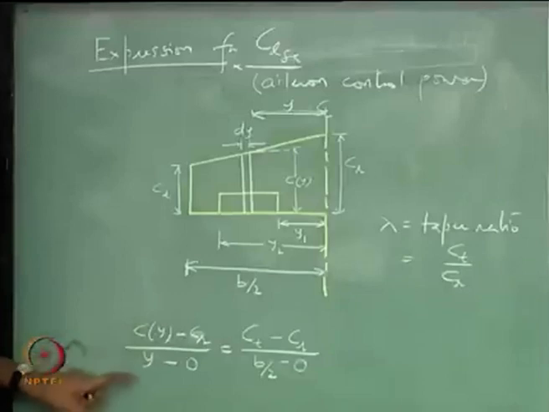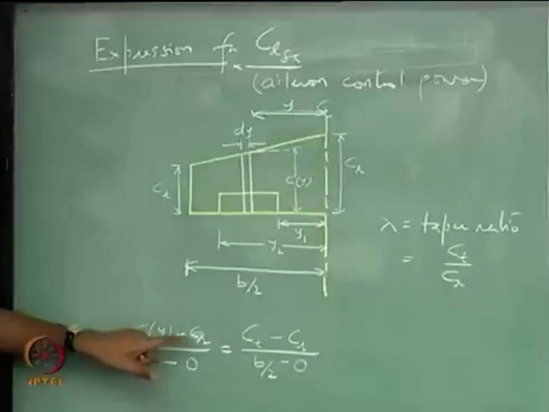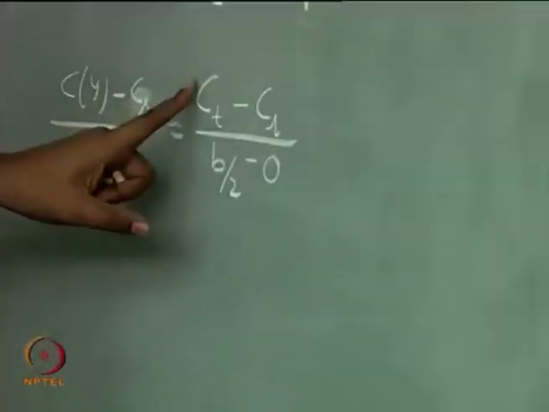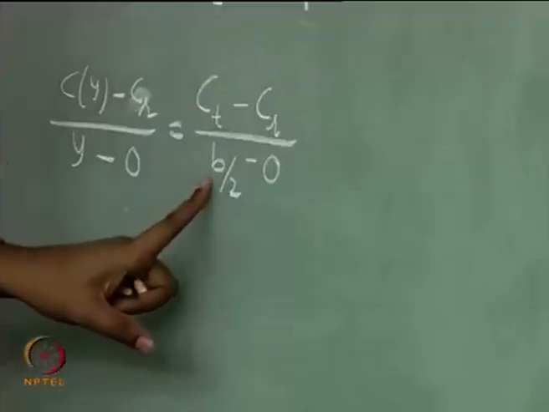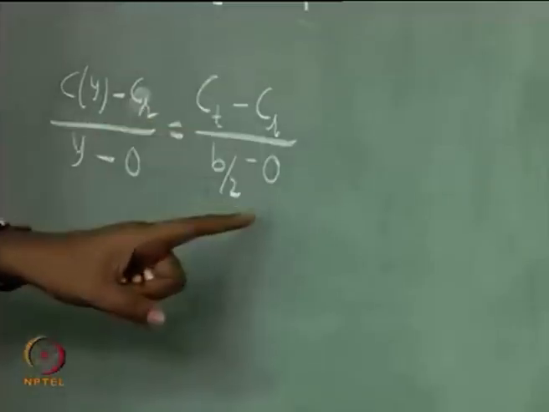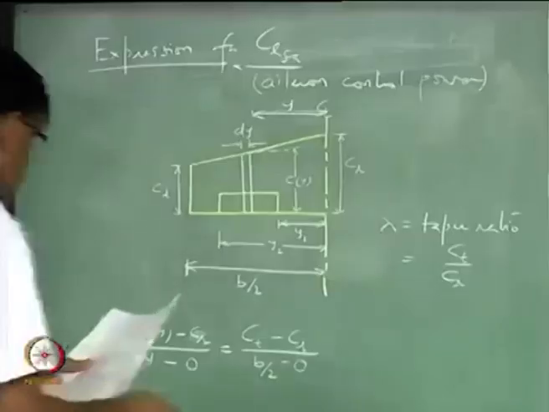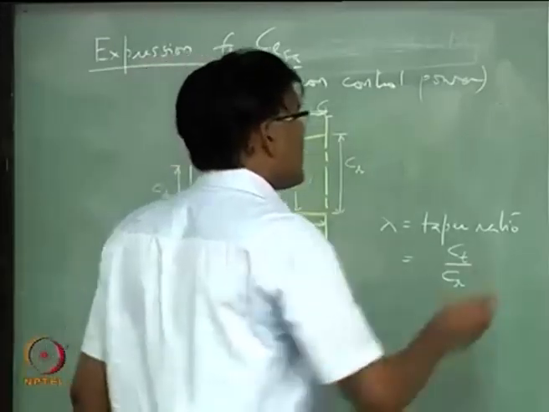Chord length at y, minus root chord which is at y equal to 0, Ct which is at b over 2, minus Cr which is at 0. So, what is Cy?